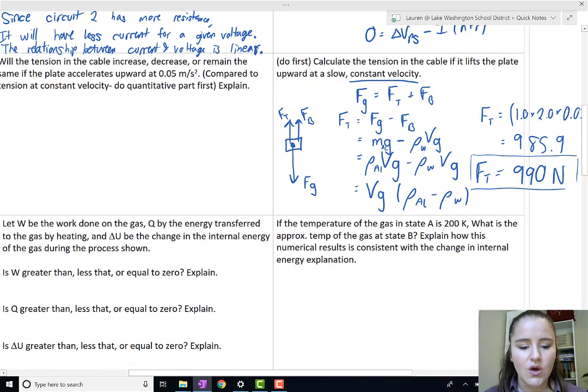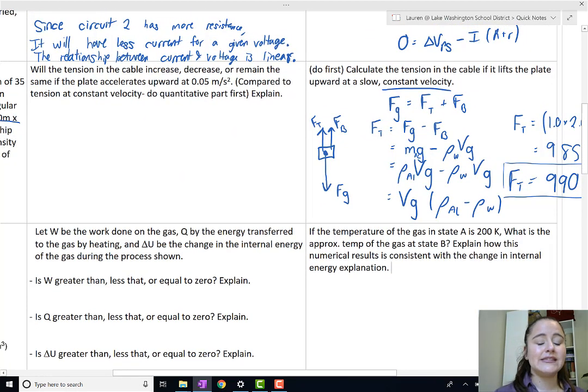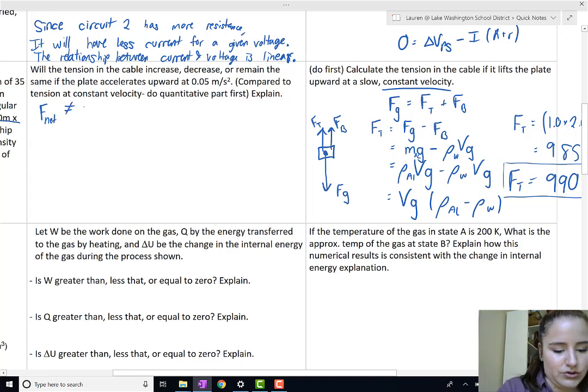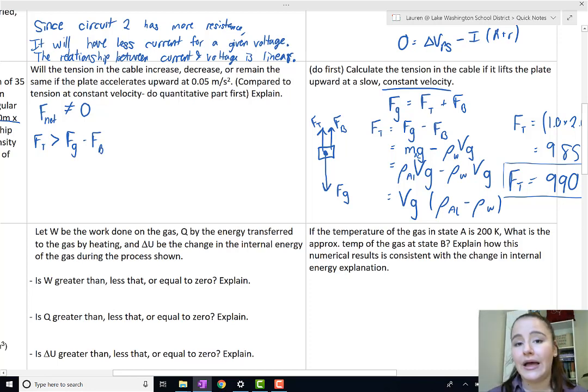Let's look at our qualitative. Will the tension in the cable increase, decrease, or remain the same if the plate accelerates upward at 0.05 meters per second squared? This is asking us to take our quantitative and ask, if we wanted an acceleration, what effect would that have on the net force? If we wanted an acceleration, the net force would not be equal to zero, which would mean that the force of tension would need to be greater than the force of gravity minus the force of buoyancy. But if you want to accelerate upward, you still need a constant force. But these ones are fixed.